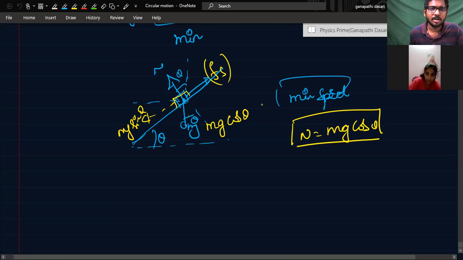mg sin theta, mg cos theta. There it is not needed for me. That's why I did not resolve. mg sin theta, f on the upside. Why did I take upside? For the minimum value, friction will be in the upward direction.